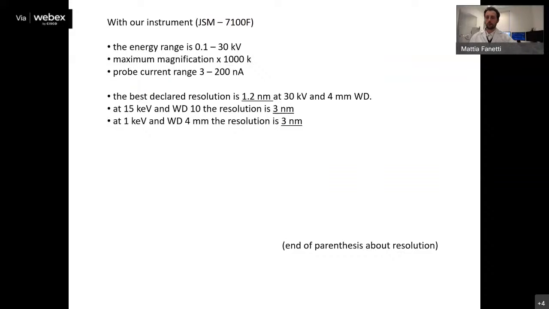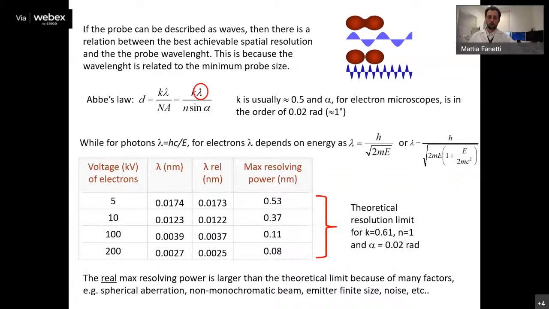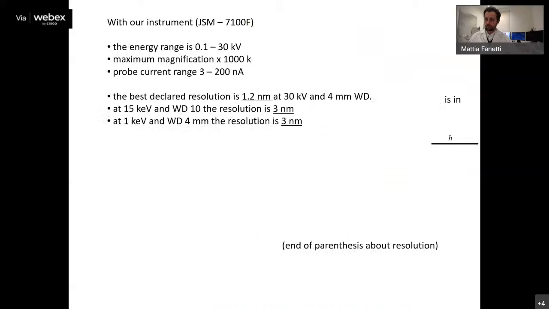Anyway, you can see that by using electrons, the wavelength is very small, and so the resolving power is below, or anyway around, 1 nanometer. This is not the case, for example, in an optical microscope, where if I use visible light in the range of some hundred nanometers, I cannot expect, even theoretically, a resolving power less than, let's say, 150, 200 nanometer. Okay, so this was the parenthesis about the resolution. So now we know why we are using electrons.